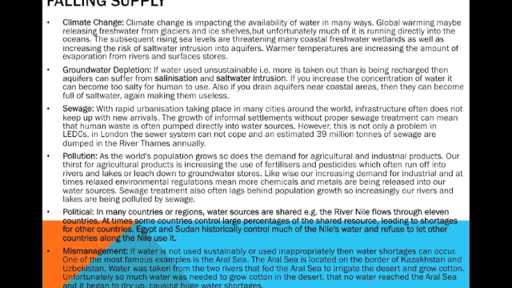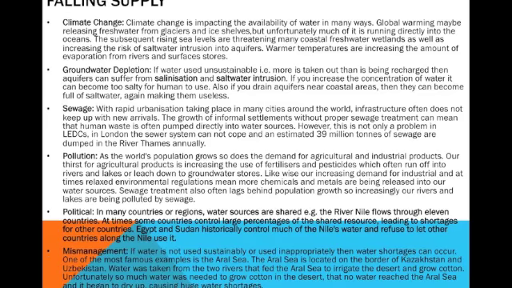And that obviously pollutes the river, and then we can't use that as drinking water anymore. So, pollution. As the world's population grows, so does the demand for agricultural and industrial products. Our thirst for agricultural products is increasing the use of fertilizers and pesticides, which often run off into rivers and lakes, or leach down to groundwater stores.